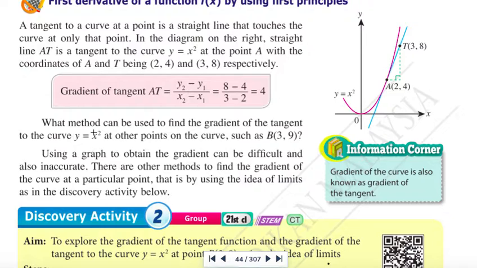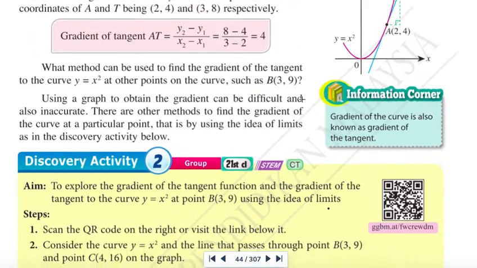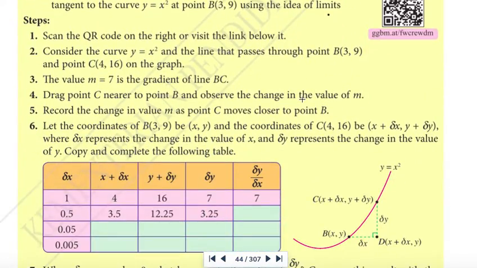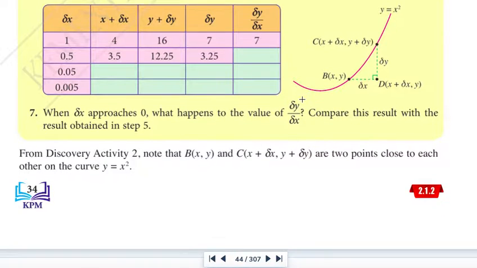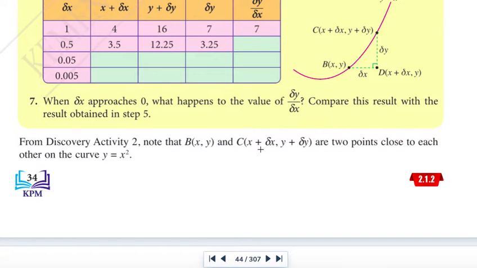If, okay, this is a curve, right? If I change a point to become (3, 9), how is it? Okay, let's see. Move. Okay. B to C. This one, the C, it will plus delta x plus delta y. It means it plus a small change.